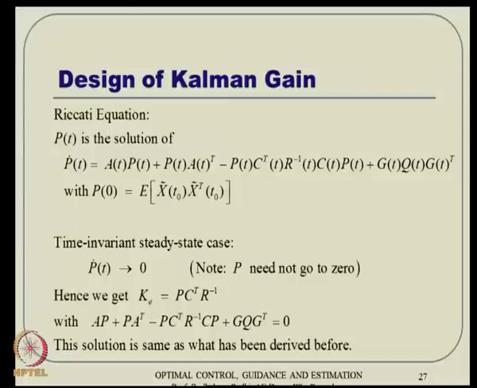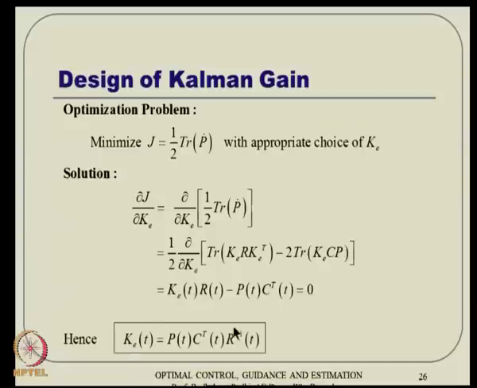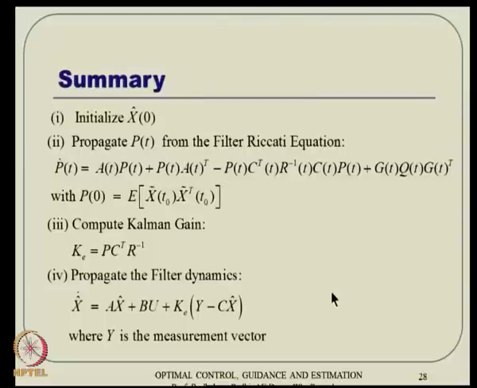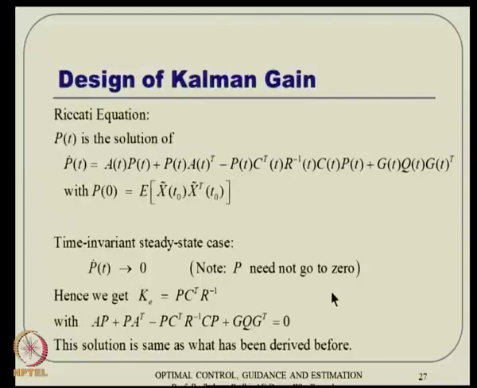Now, what happens to the time invariant steady state case? That is a special case. If it is time invariant, P dot has to go to 0, and then this expression turns out to be nothing but the same algebraic Riccati equation for filter design. So essentially, the solution is the same as what you have derived before. The only difference is that the Riccati equation needs to be solved from this initial condition and this differential equation. That's the bottom line.